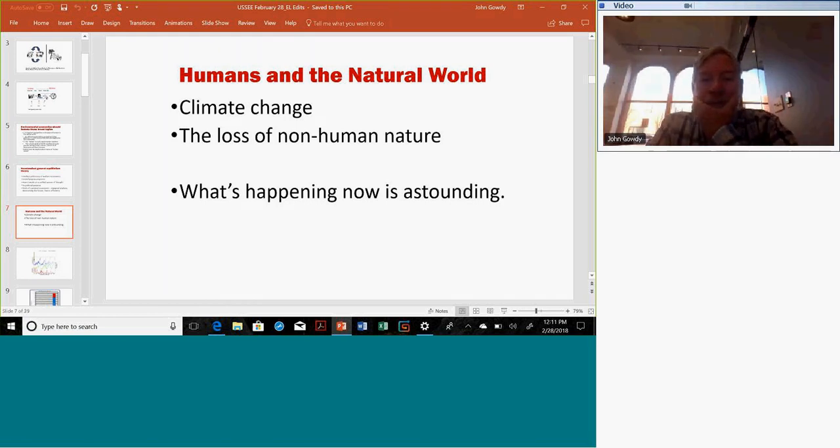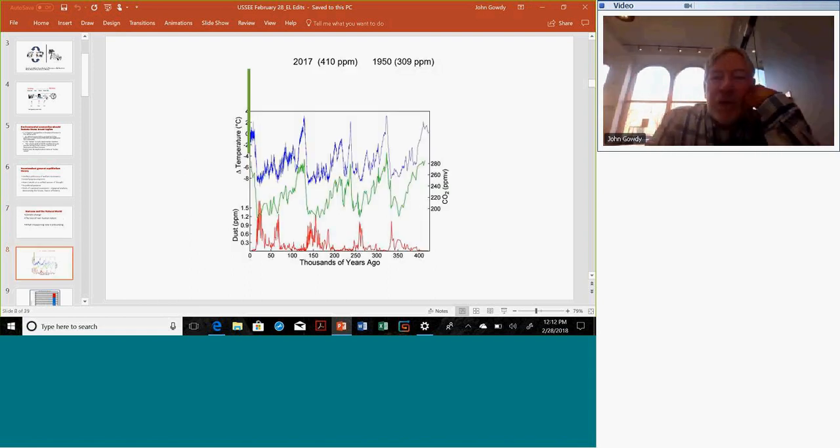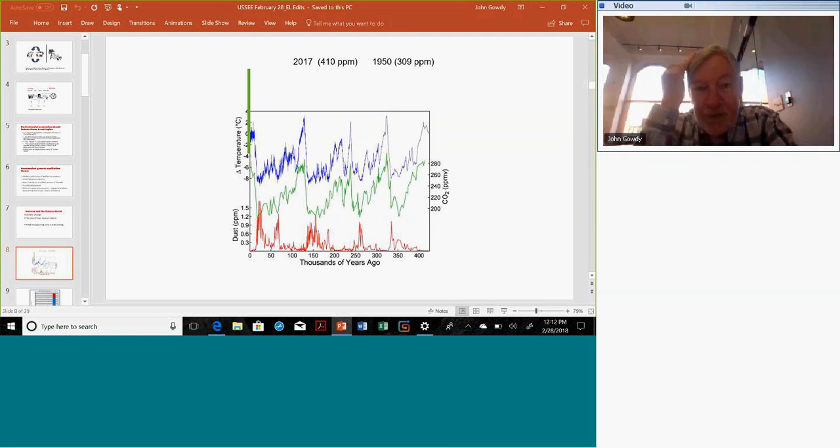The data that's come out in the past few years is really astonishing, both in terms of climate change and loss of non-human nature in the world. Here's a slide I try to work into almost every lecture I give. It shows the temperature and CO2 record over the last 500,000 years or so. It's kind of an old slide. Some new papers have taken this back to about 1 million years. There's a bunch of things in that slide. Blue is temperature, green is CO2.